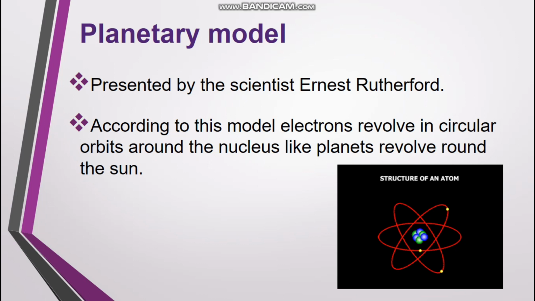Planetary model. This planetary model was presented by the scientist Ernest Rutherford. According to this model, he says that the electrons are orbiting very fast around the nucleus, just like the planets revolve around the sun. They go on rotating around the nucleus just like the planets revolve around the sun.